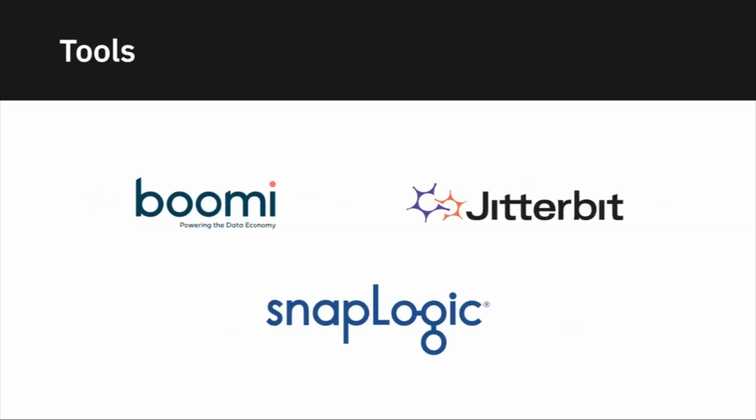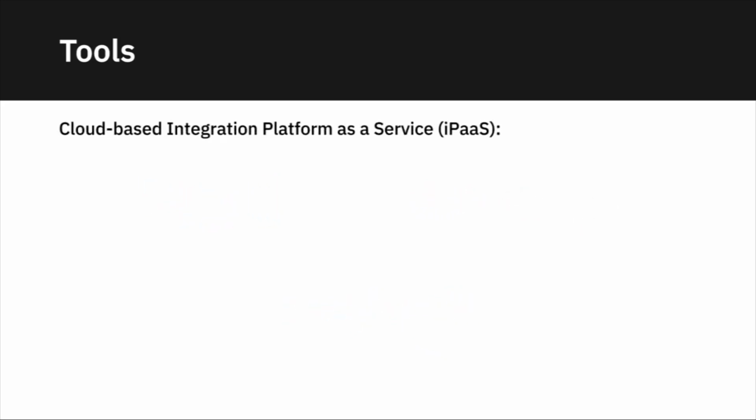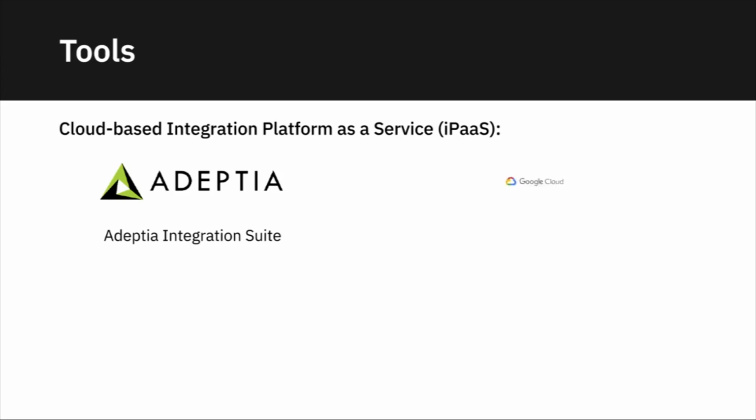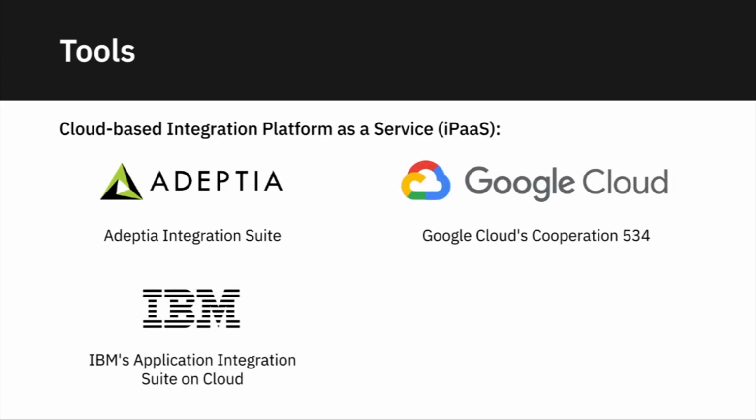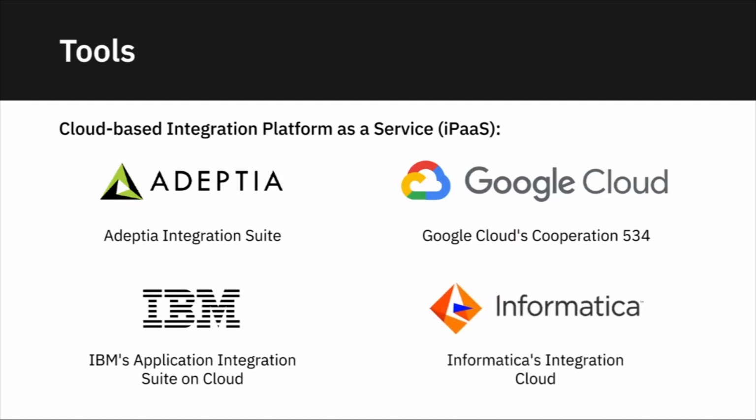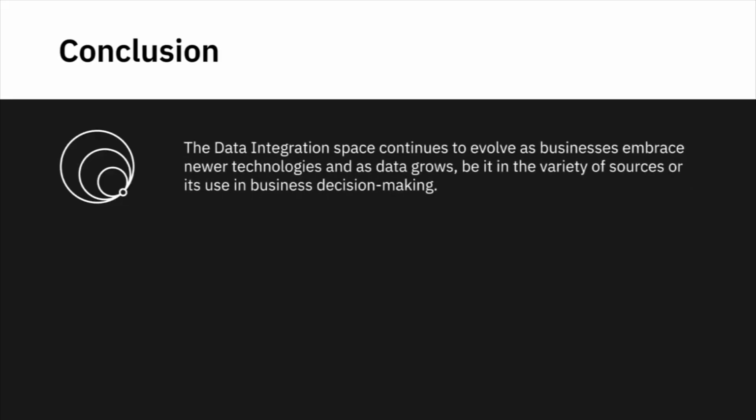There are a significant number of vendors who are offering cloud-based integration platform as a service, or iPaaS, as a hosted service via virtual private cloud or hybrid cloud, such as the Adeptia Integration Suite, Google Cloud's Cooperation 534, IBM's Application Integration Suite on Cloud, and Informatica's Integration Cloud. The data integration space continues to evolve as businesses embrace newer technologies and as data grows, be it in the variety of sources or its use in business decision-making.